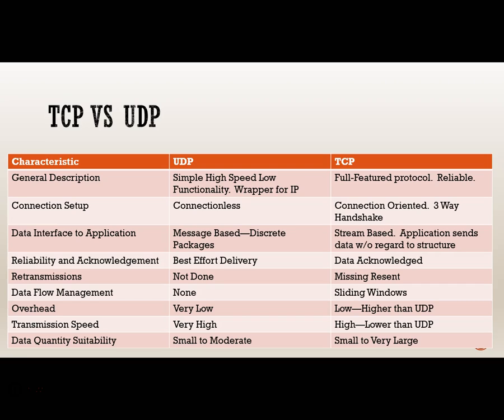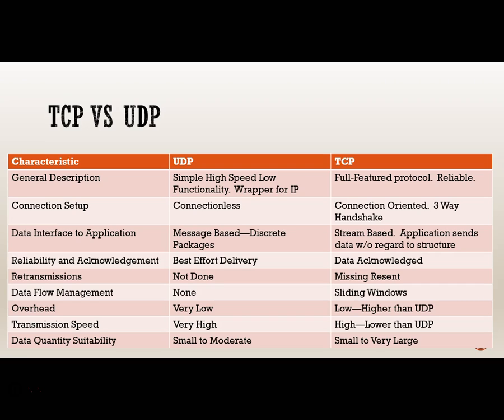A comparison between the two protocols here. General description: UDP is a simple, high-speed, low-functionality wrapper for IP. TCP is a full-featured protocol, reliable because it has a numbering system. Connection setup: UDP is connectionless. TCP is connection-oriented. We talked about the three-way handshake. Data interface to the application: UDP is message-based, discrete packets, whereas TCP is stream-based, puts all of the data together and sends the data without regard to the structure.